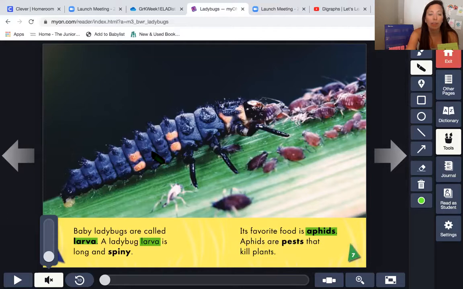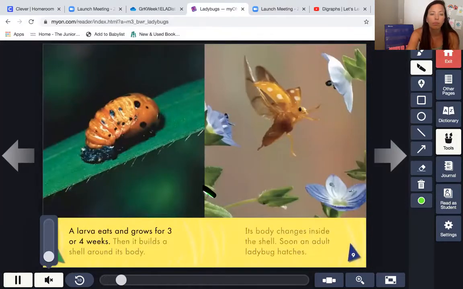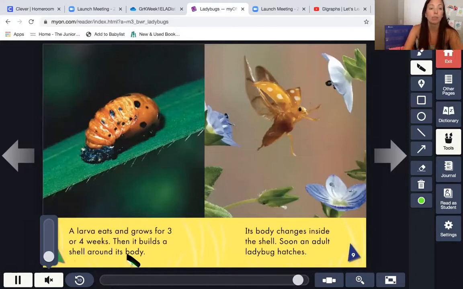Baby ladybugs, the larvae, need to eat a lot of food so that they can become an adult ladybug. A larva eats and grows for 3 or 4 weeks. Then it builds a shell around its body. Just like what we just said, they have to eat a lot. They have to eat for 3 or 4 weeks when they are a baby ladybug before they get that hard shell around them. Its body changes inside the shell. Soon an adult ladybug hatches.